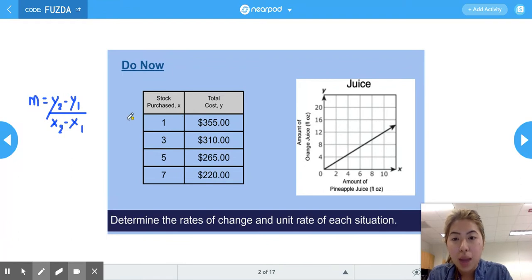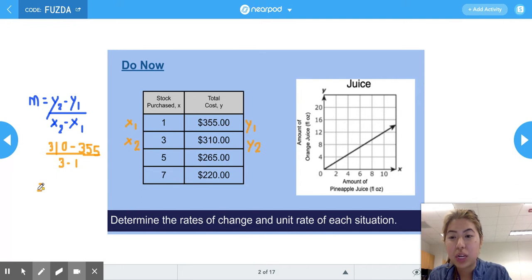So I'm going to label 1 x1, and then $355 is y1. I'm going to label 3 x2, and $310 y2. And then from here, I'm going to plug these numbers into this equation. So we have y2 is 310 minus y1, which is 355, over x2, which is 3, minus x1, which is 1.